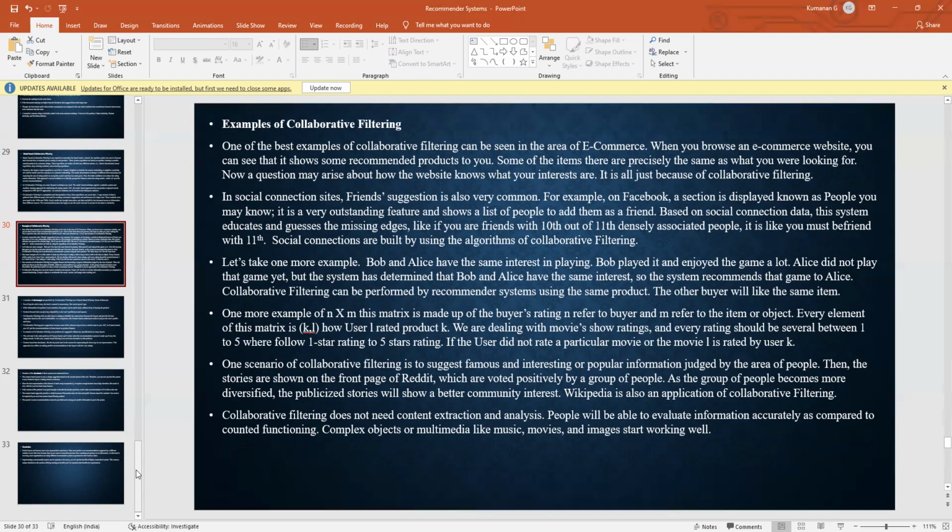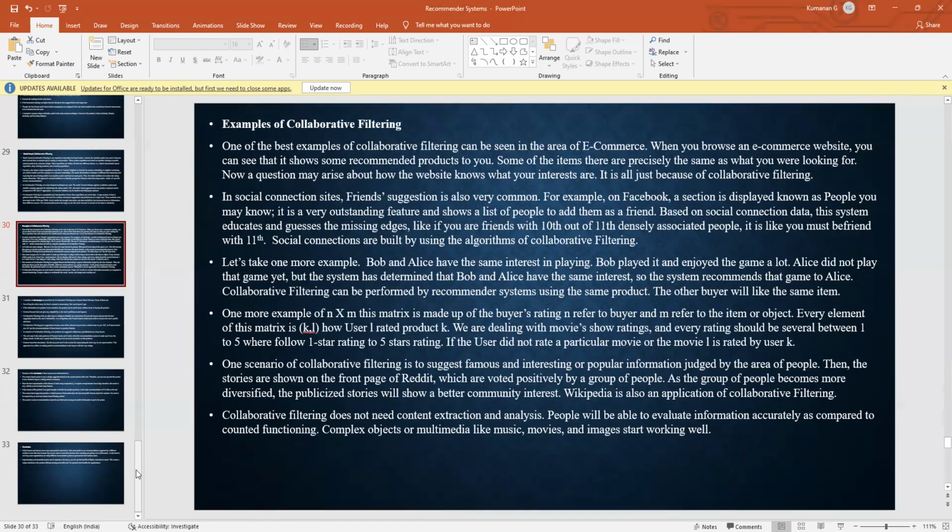In social connection sites, friend suggestion is also very common. For example, on Facebook, a section is displayed known as People You May Know. It is a very outstanding feature, giving a list of people to add as friends. Based on social connection data, the system guesses some missing edges. Like if you are friends with the 10th and 10th out of 11 densely associated people, you must be friends with the 11th. Social connections are built by using collaborative filtering algorithms.